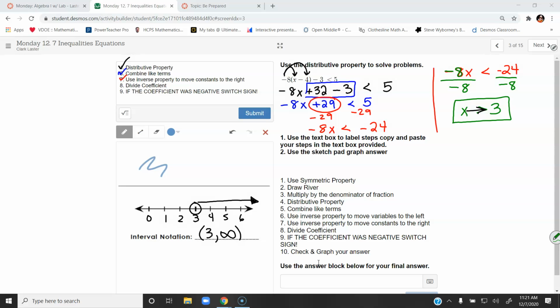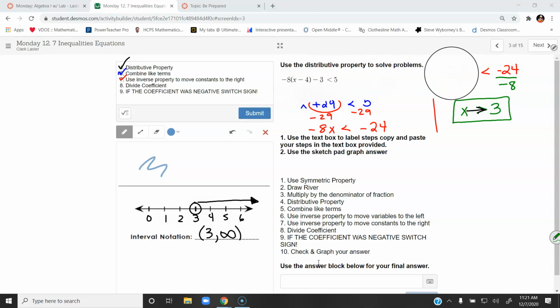So a correct answer to this problem could be 3.1, 4, 5, 6, 7, 8, 9, 10, 11, 12. All of those numbers will be the answer. Okay, so that is how you would do this problem.